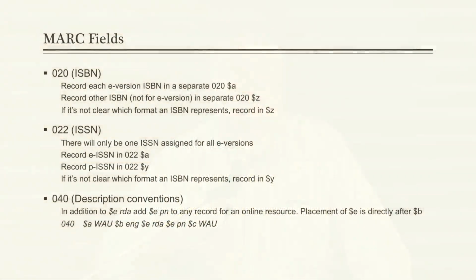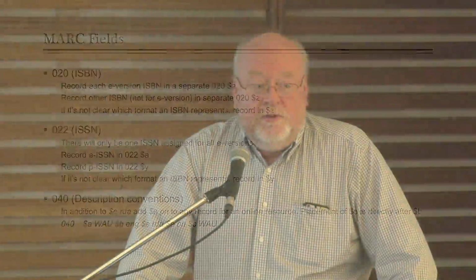Okay, so now we're going to talk a little bit about the specific MARC fields that are affected by the provider-neutral record. The ISBN field, the 020. Now publishers, because publishers assign ISBNs, we all know they are completely all over the map in terms of how many they assign, what they assign them to.